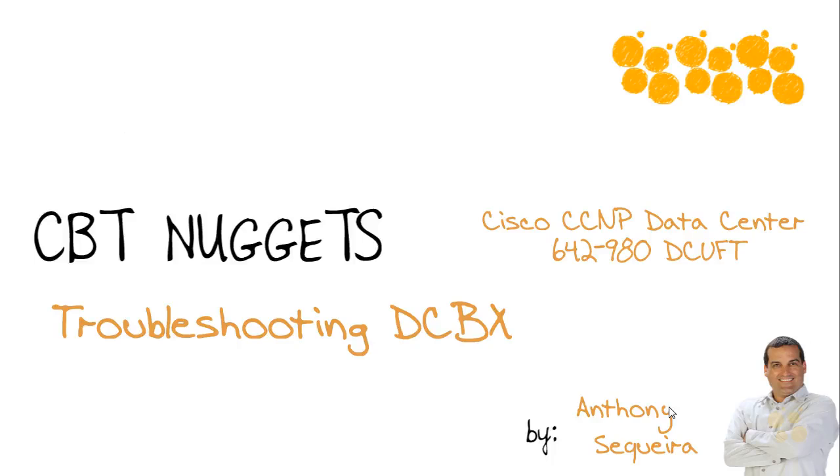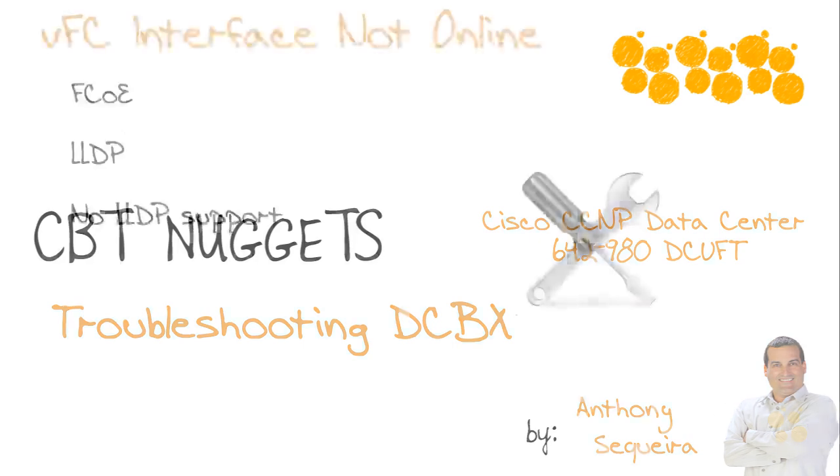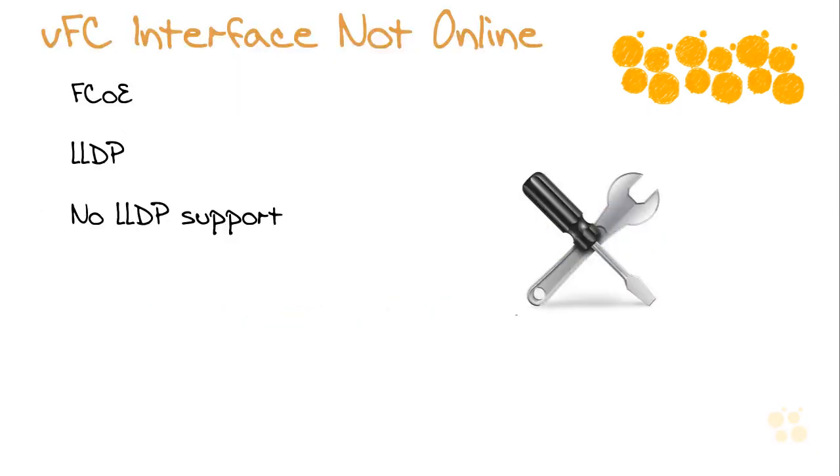In this nugget, we want to go ahead and provide you with some examples of data center bridging and priority flow control issues, and of course, most importantly, show you how to identify and resolve such issues. Now, the first example that we want to troubleshoot together is the fact that our virtual fiber channel interface is not online. That, of course, is the fiber channel over Ethernet interface.